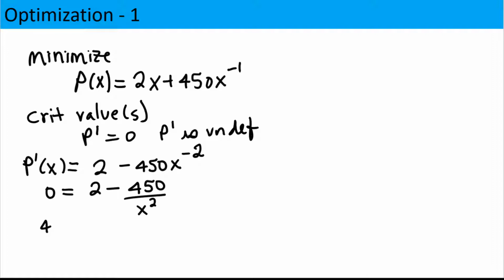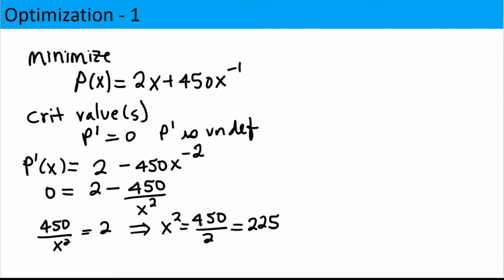Let's begin to solve for x. I'll add 450 over x squared to both sides, so I get 450 over x squared equals 2. And continuing, let's cross multiply so that we get x squared is equal to 450 divided by 2, which is 225. And when you solve for x, you get negative 15 and positive 15. Now at this point, common sense kicks in and says negative 15 cannot be a measurement because we're looking at a physical quantity.